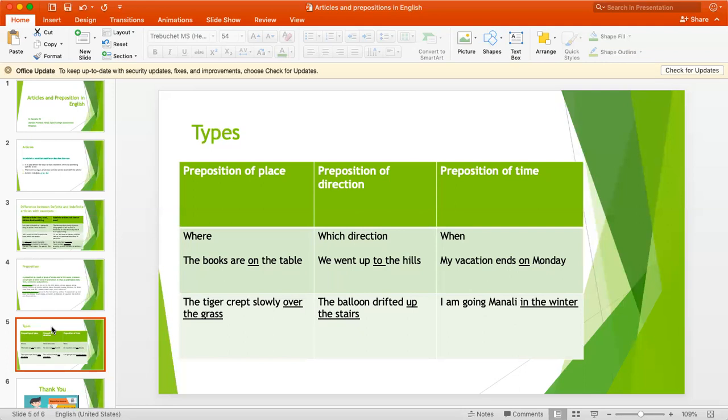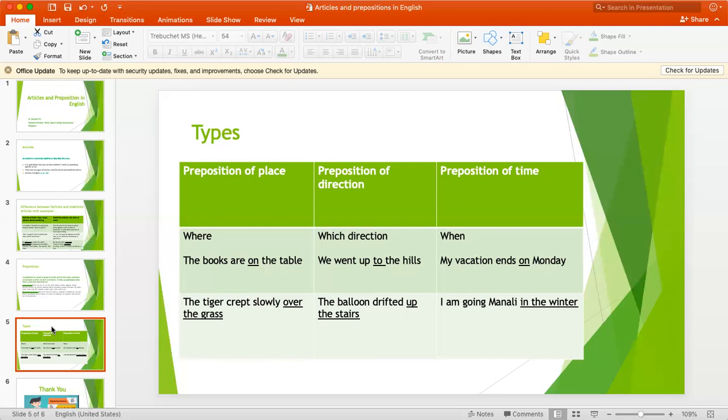And the next example using a prepositional phrase: the tiger crept slowly over the grass. So it is moving slowly over the grass, not behind the trees or behind the walls. So here it's over the grass. So it's indicating to which place the tiger is slowly moving.